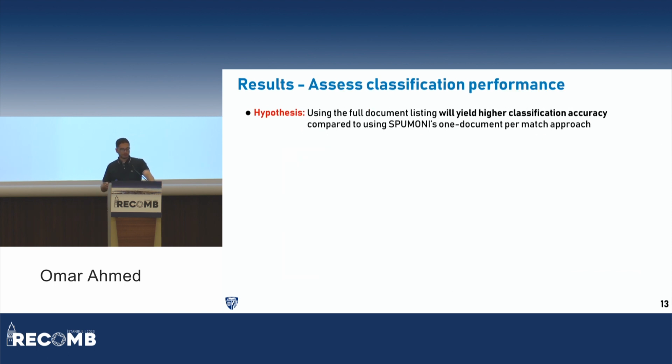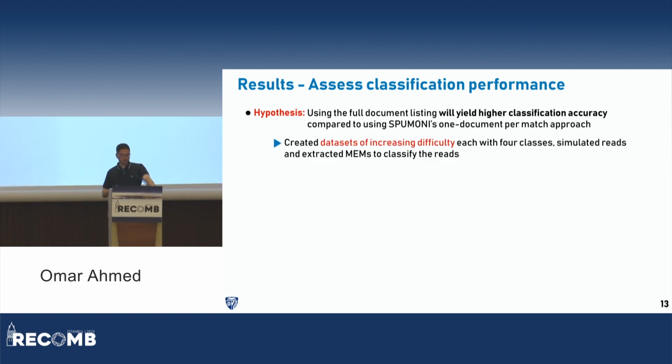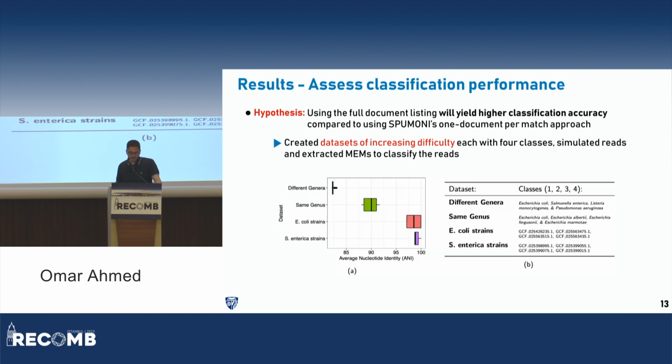Transitioning into the second experiment, we had the hypothesis that if you have more information, if you have the full document listing, we could get better classification accuracy compared to the original approach with Spumoni that only gave you one document per match. So we created 4 data sets of increasing difficulty, and each data set had 4 classes. You can see we have these 4 data sets, very simple, taking 4 classes of different genera or 4 classes in the same genus. And you can see how they have increasing levels of A and I, so it's going to be harder and harder to differentiate them.